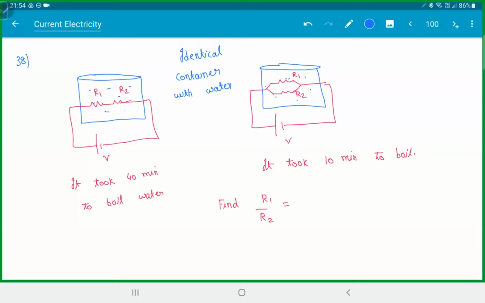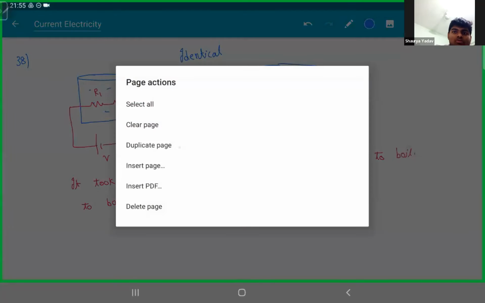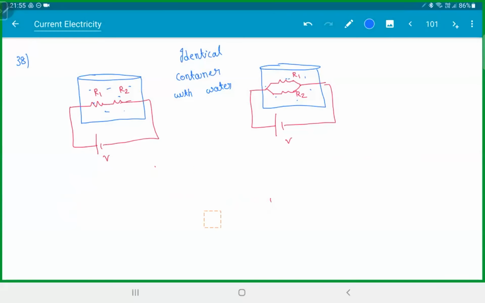Anyone? What is the catch in this question? Sir, one. Yeah, ratio is one. What is the catch in this thing? Since the water is same, shouldn't the amount of heat be same? Yes. So the heat produced in both the cases should be same.